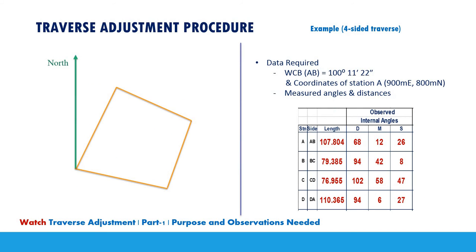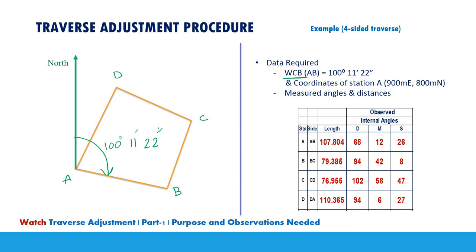So let's go now to our example. This is our example today, guys. We have 4 stations, A, B, C, D. We've been given the whole circle bearing of line AB. So this is the whole circle bearing of line AB. This is given to us to be 100 degrees, 11 minutes and 22 seconds.